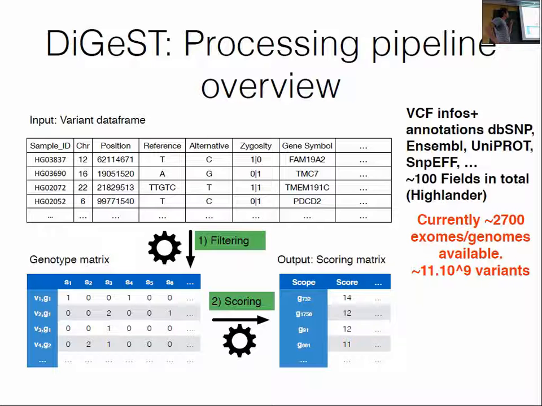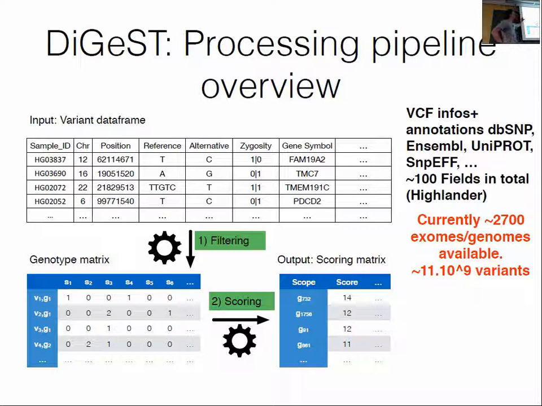So what's important to see here is that this table can be very big. Currently, following this DiGeST project, we have the data from the 1000 Genomes, which basically contains 2,500 genomes, plus exomes from the different hospitals we were working with. So all in all, that's about 1 billion variants. And in this table, we have the basic information for each variant plus annotation.